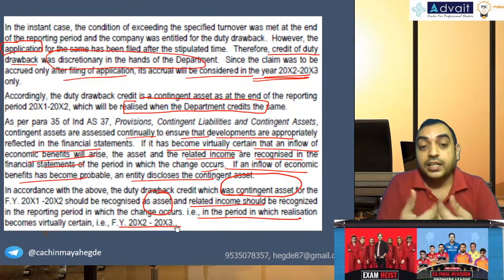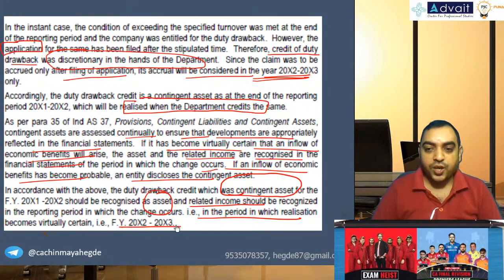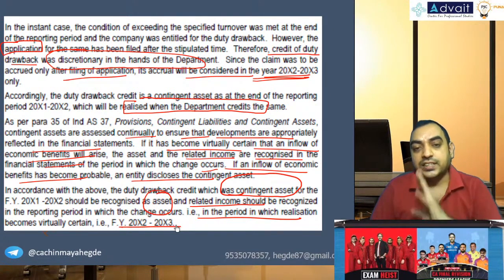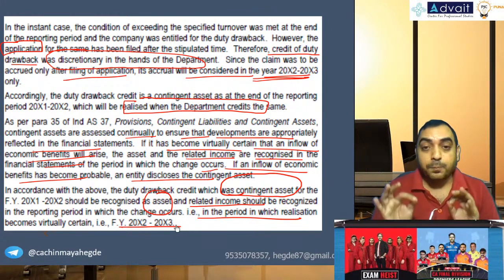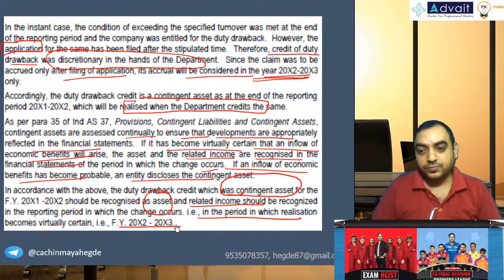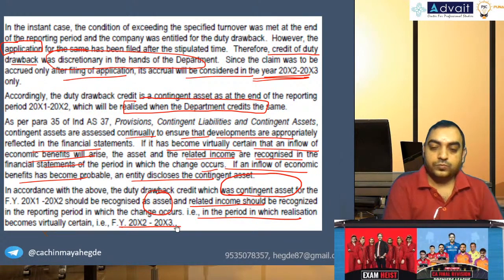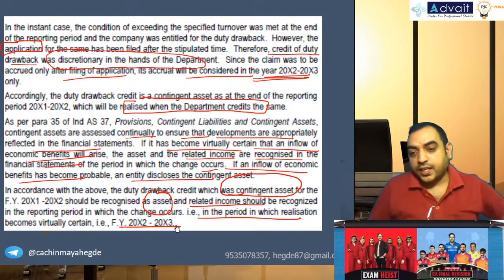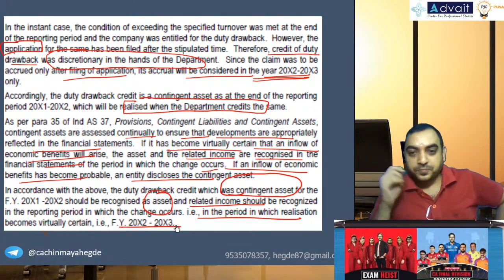In the next year, it will be recognized as income as well as an asset, in fact a receivable, so you can take it to the P&L account directly and to the cash account. But as far as the current year is concerned, you will be recognizing it as a contingent asset by way of a note. I hope things are clear till here.